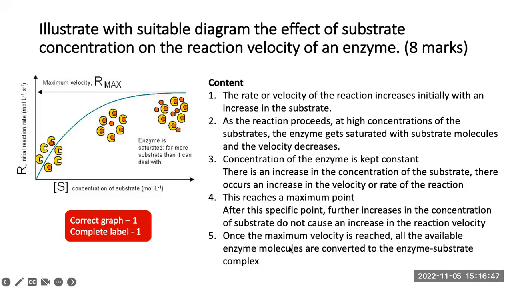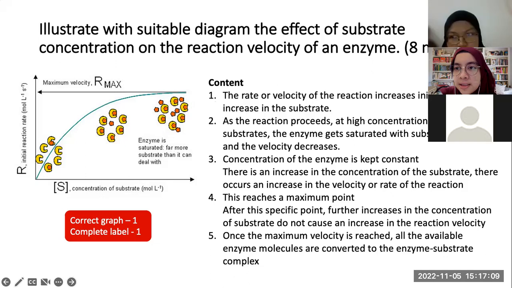So why is that so? You need to explain why at one point it becomes stagnant like that, and the rate of reaction is not increased. Why? Because all the enzyme molecules are converted into the enzyme-substrate complex. Or you can say the active site of the enzyme is fully occupied by substrate, so no reaction can continue or proceed.